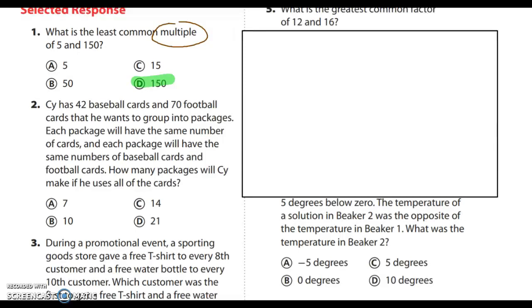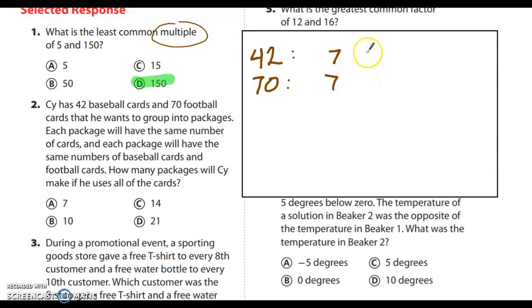When you have relatively large numbers like 42 and 70, what do your instincts tell you? Do you think this is an LCM, or do you think this is a GCF? It doesn't quite say this, but it almost says, what is the greatest number of packages that he can have if he uses all the cards? It doesn't say the word greatest in there, but I believe this is a GCF problem. So I'm going to find the factors of 42 and 70. And since this is multiple choice, I could just ask myself, is 7 a factor of 42 and 70? Well, 7 goes into 42 and 70, so it could be 7.